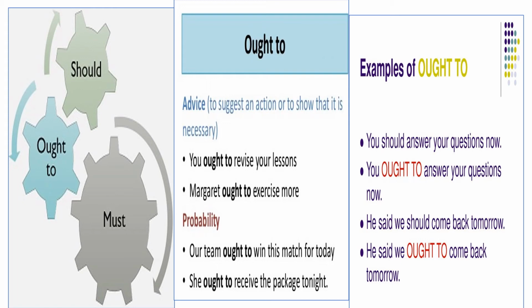Now, as I told you, ought to means should or must. The examples that I gave you were for must. Now, let's look at some examples for should in the form of ought to. You ought to answer your questions now, which means you should answer your questions now. He said we ought to come back tomorrow, which means he said we should come back tomorrow. Is it easy, children?